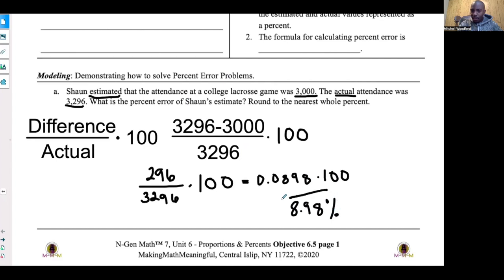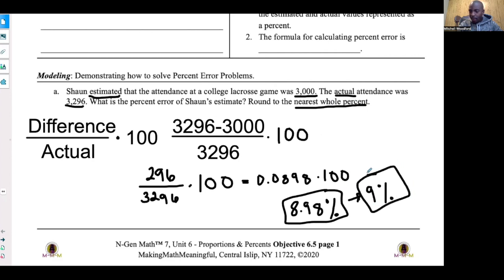However, for this particular problem, there is one step further. They want it rounded to the nearest whole percent. So our actual final answer would be 9%. So the percent error for this problem, how much was Sean incorrect? He was incorrect about 9%. Okay, that is how we calculate percent error.